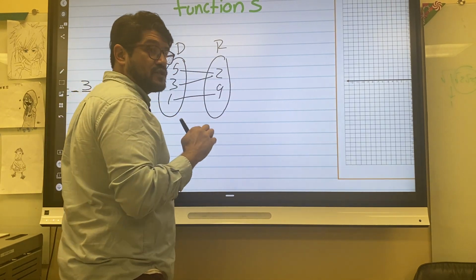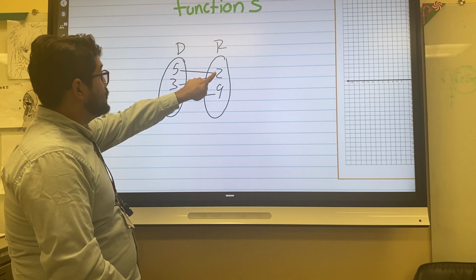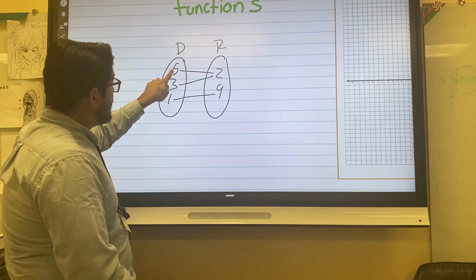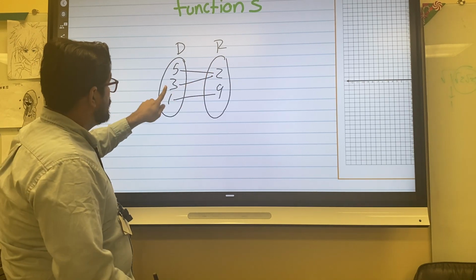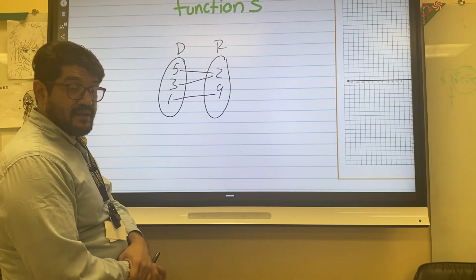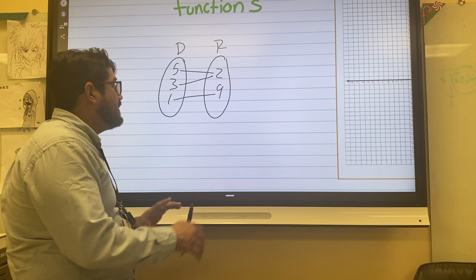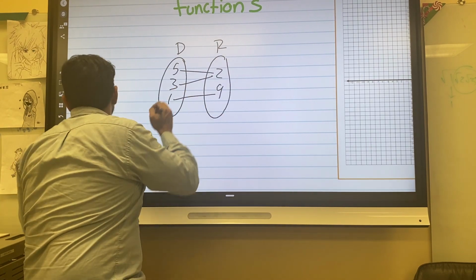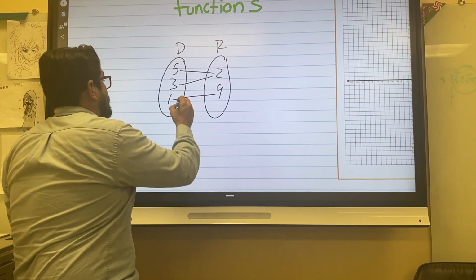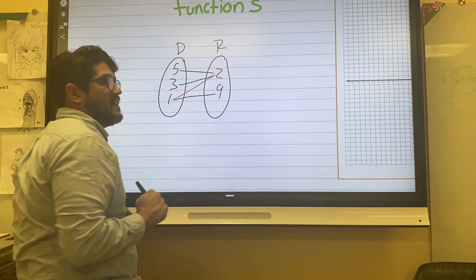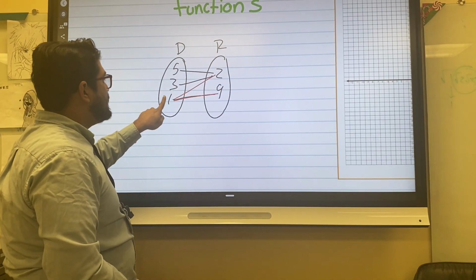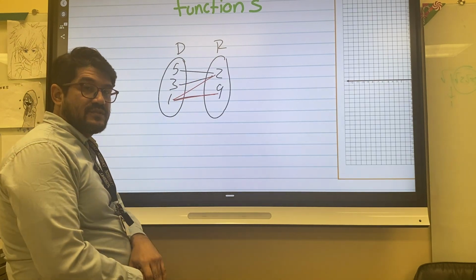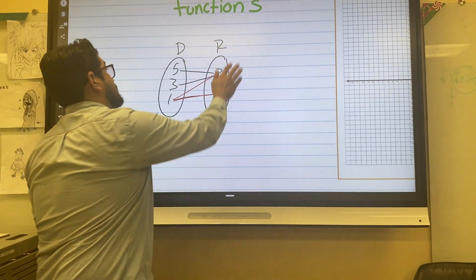So this is a function. 5, 2. When you put in 5, the answer is 2. When you put in 3, the answer is also 2. That's fine. When you put in 1, the answer is 9. That is a function. Now, if I were to say this, I'll draw with a red line. This is not allowed. This here, the way that it splits into 2. That means one has 2 different answers. That is not a function.